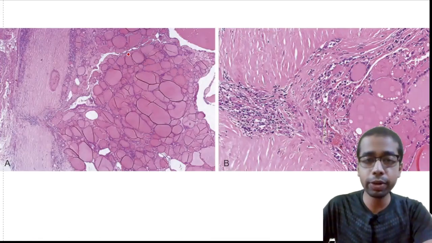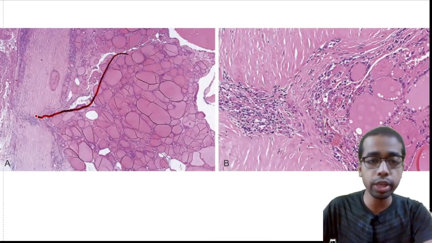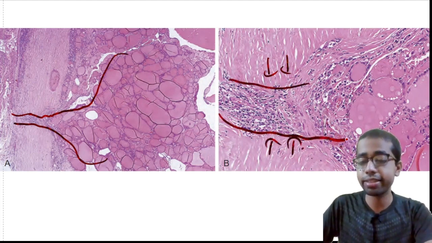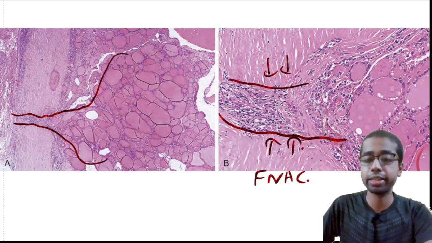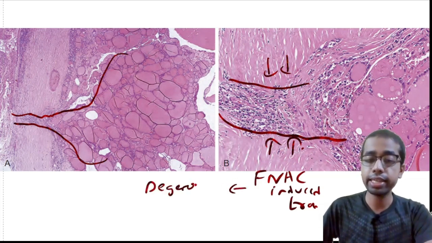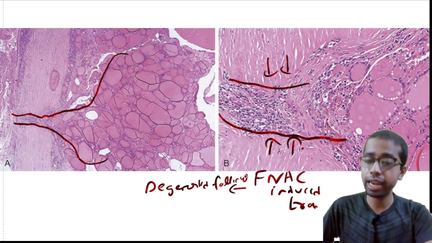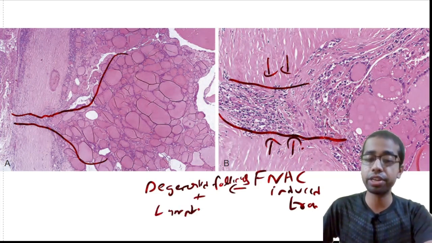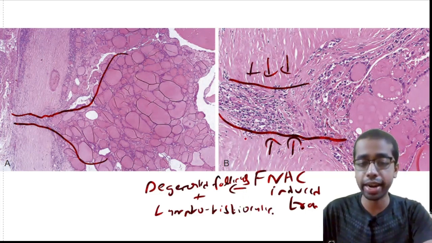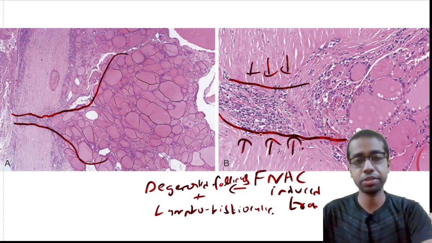Okay, what about this one? Here you can see the thyroid follicle going through and through the capsule. I think it's a follicular carcinoma. But once you zoom in, in the high power, you see that this needle-like tract is nothing but an FNAC induced tract, right? Why? Because inside you are getting degenerated follicles, along with lymphohistiocytic infiltration, right? Giant cells you can also find, and that is nothing but an FNAC induced tract, and not a follicular invasion.